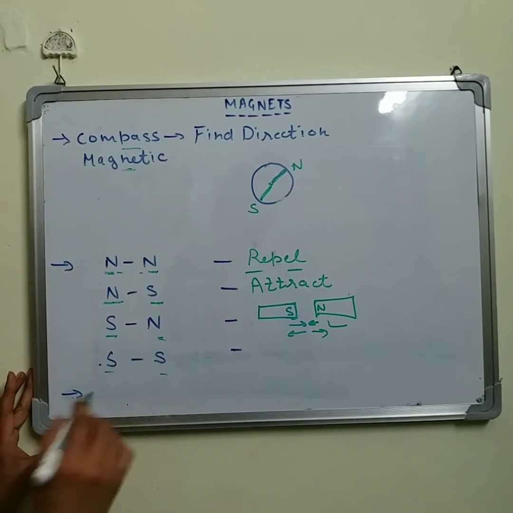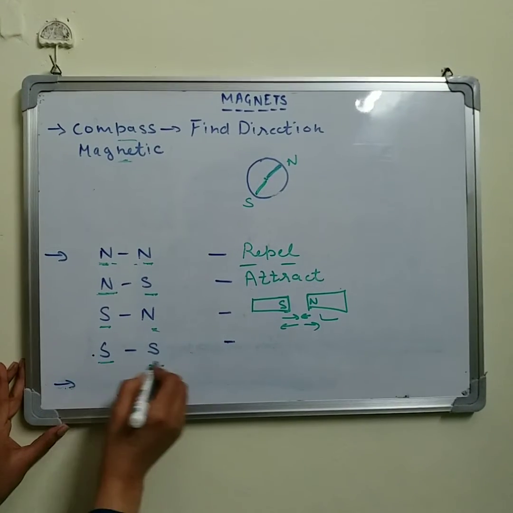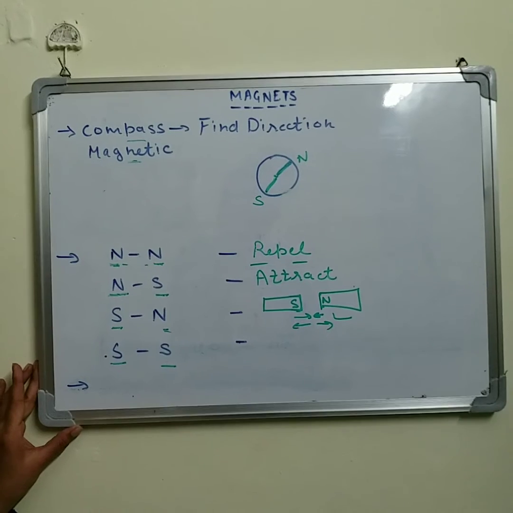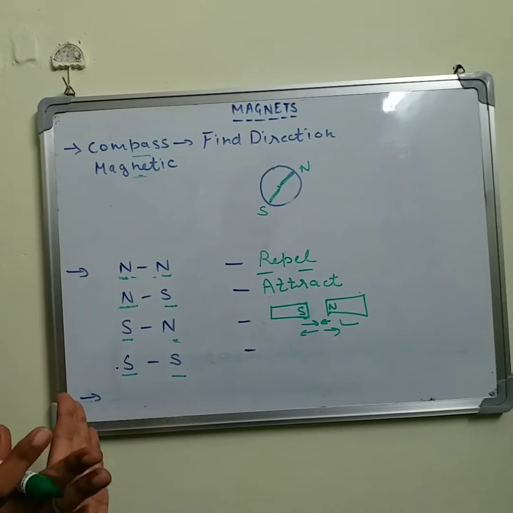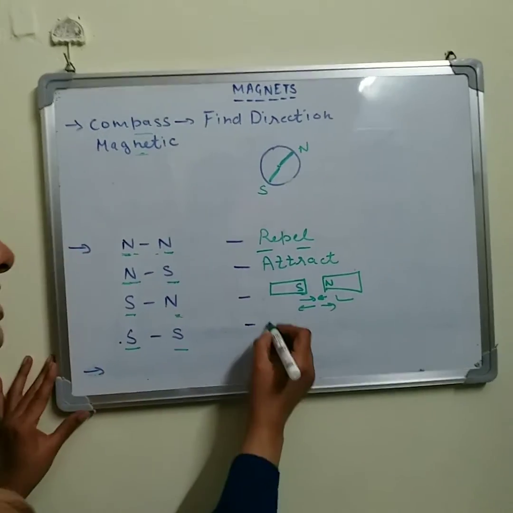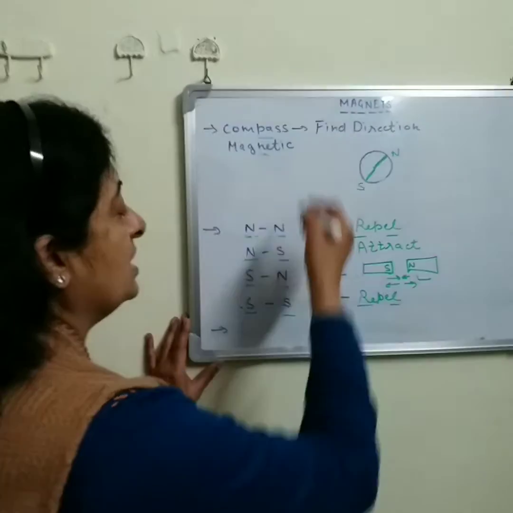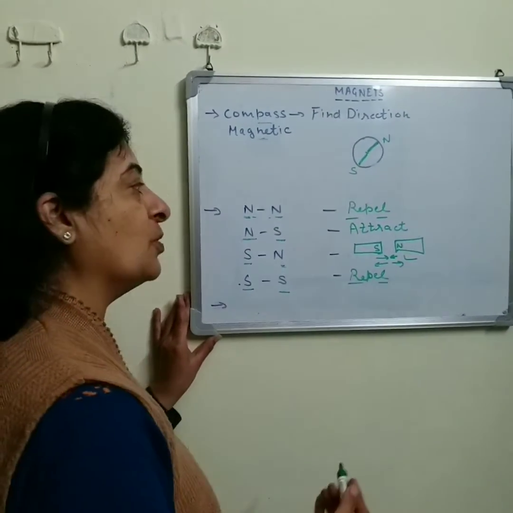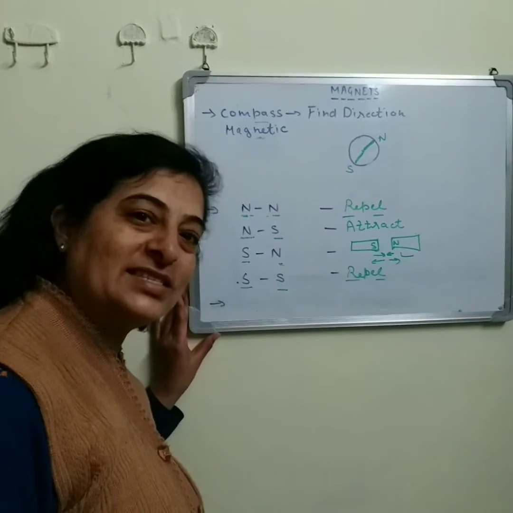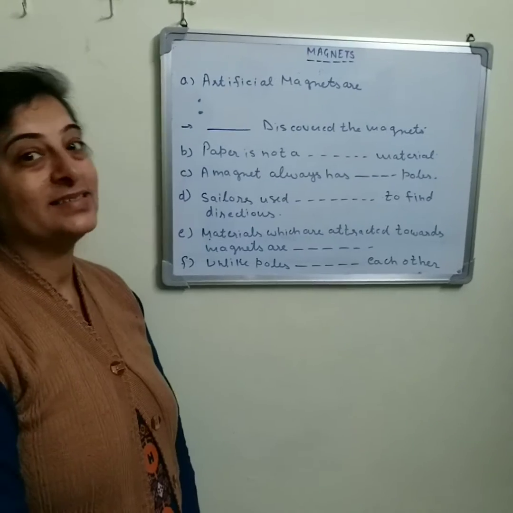Now the next one for you, south pole and south pole. It means the same poles of two magnets when brought together will move apart. They will go far away from each other, which means they repel each other. So these are the properties of the magnet and we can use these properties in different ways. Now we will try to complete the series.